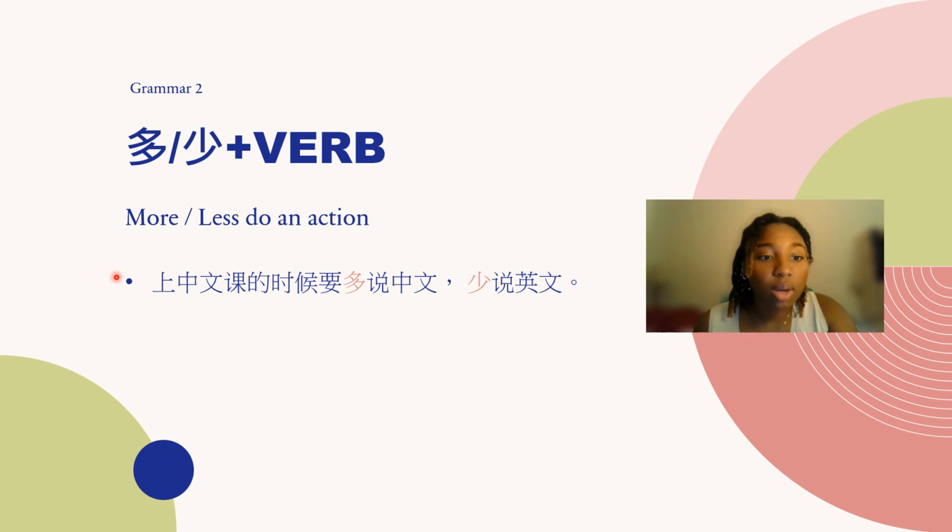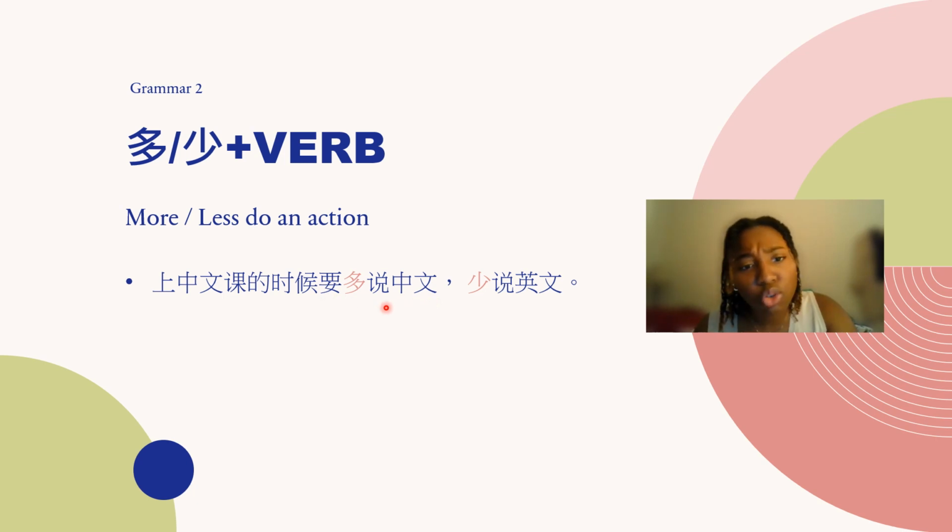So let's look at this first one. 上中文课的时候要多说中文，少说英文。While sitting in Chinese class, while in Chinese class, 的时候, the time, right? 的时候, going back to this. When you're taking Chinese class, 要, you must, 多说中文.